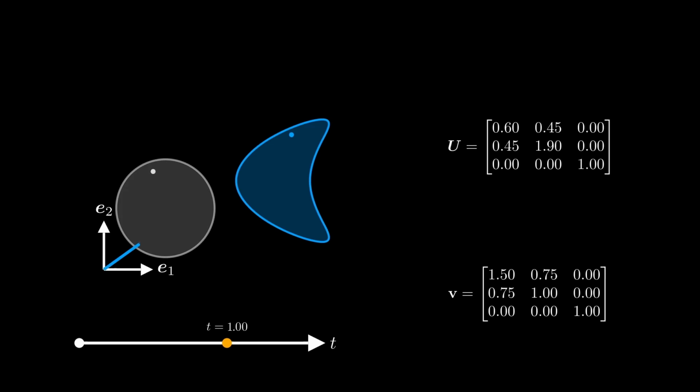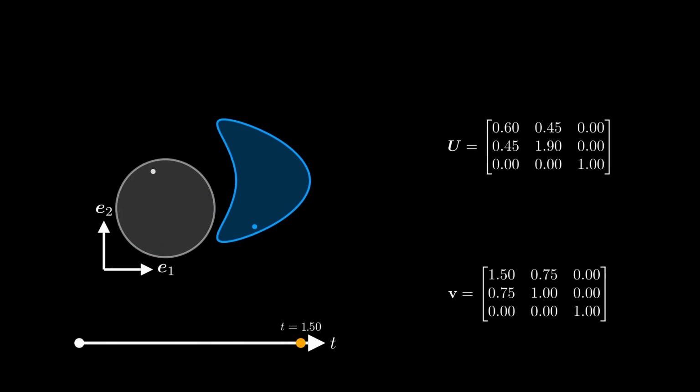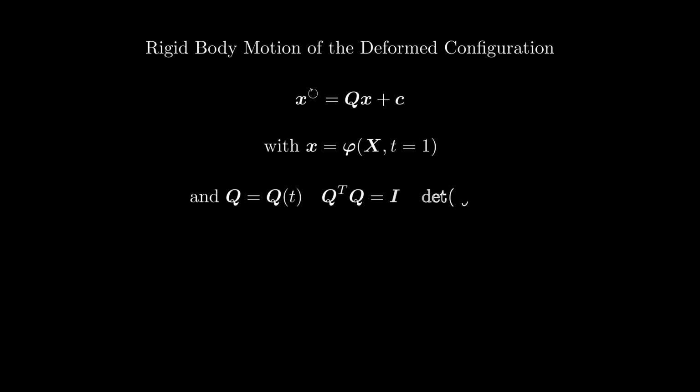Recall that the deformed point is denoted by lowercase x. Now we apply a rigid body motion to the deformed object and denote the position of the new point by x with a small circular arrow. A rigid body motion of an already deformed configuration can be mathematically described as a proper orthogonal rotation matrix Q times the deformed point lowercase x plus a constant vector c, which gives us the point x arrow after both deformation and subsequent rigid body motion. Here lowercase x is the deformed point at time t equals 1, that is the time at which the deformation ends and the rigid body motion starts. Q and c are independent of space.